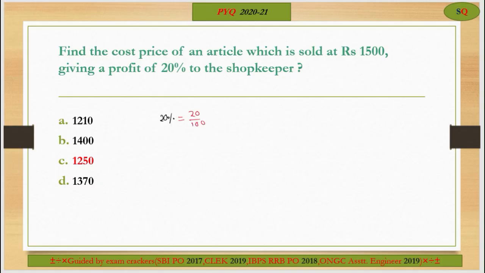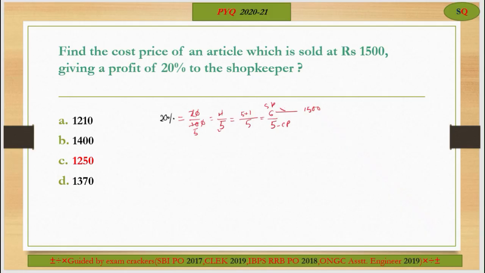20 by 100, 0 cancel, 2 5 equals 1 by 5. Now this 1 is profit, this 5 is total cost price. Since here 20% is profit, we have to add 5 plus 1 by 5 equals 6 by 5. Now 6 is selling price, this 5 is cost price. Now we have been given selling price 1500.